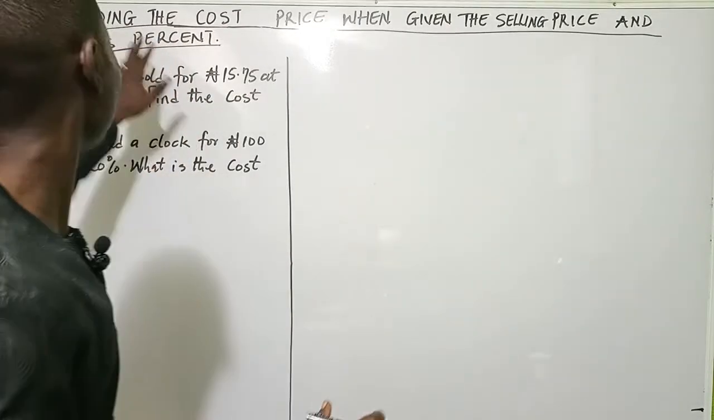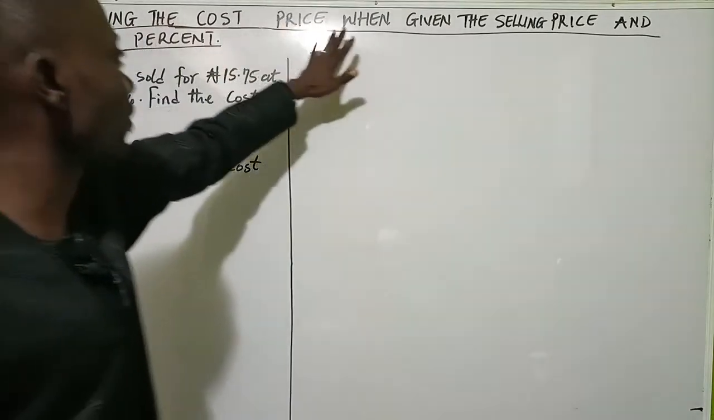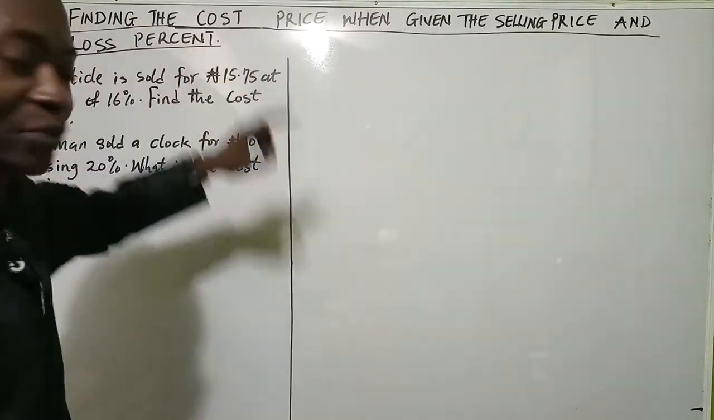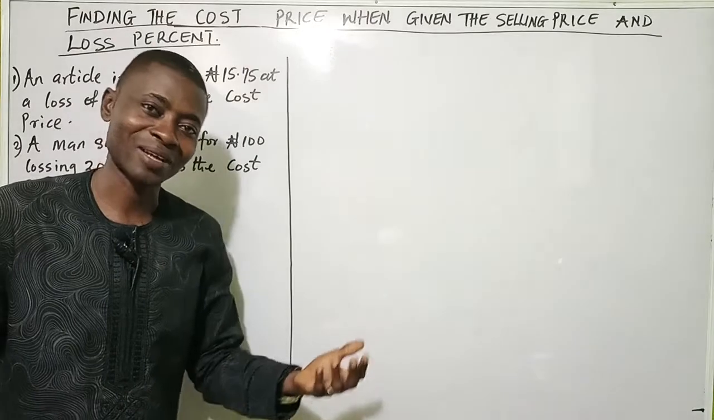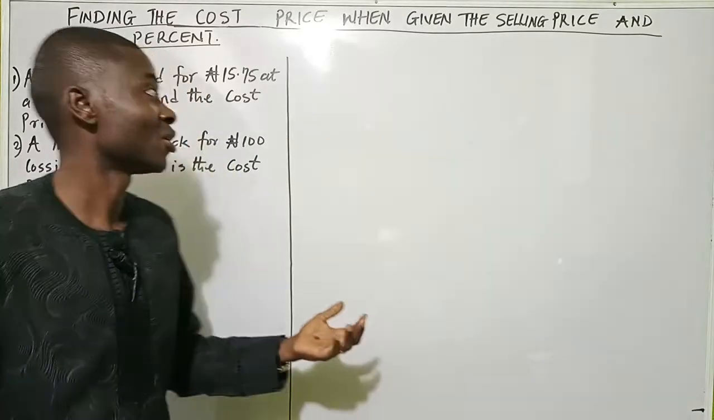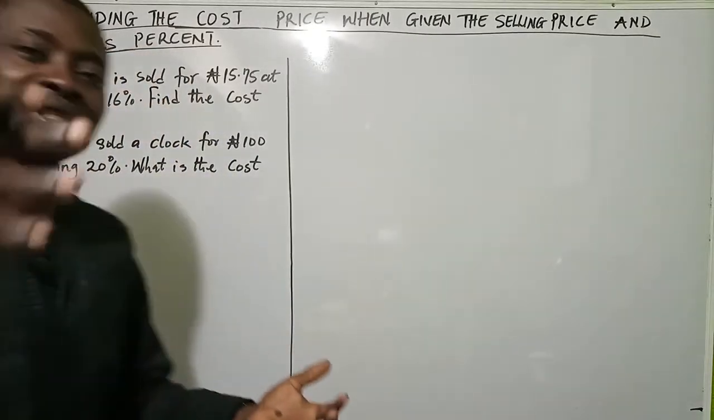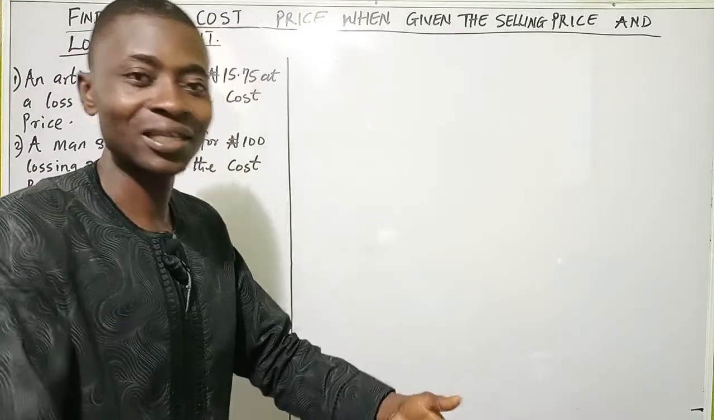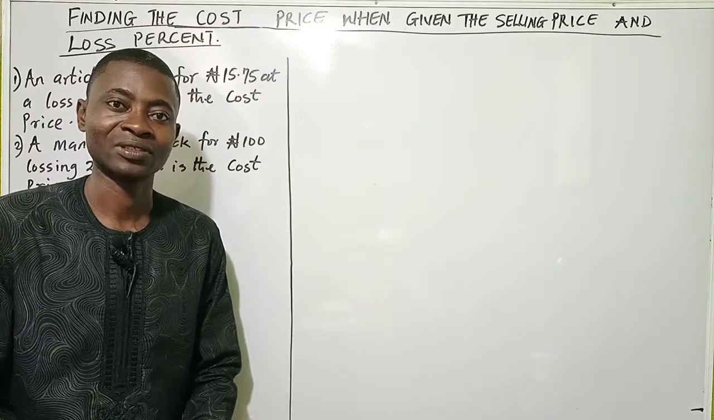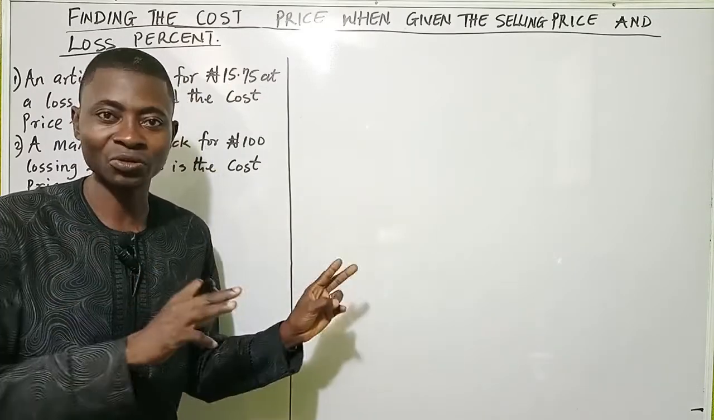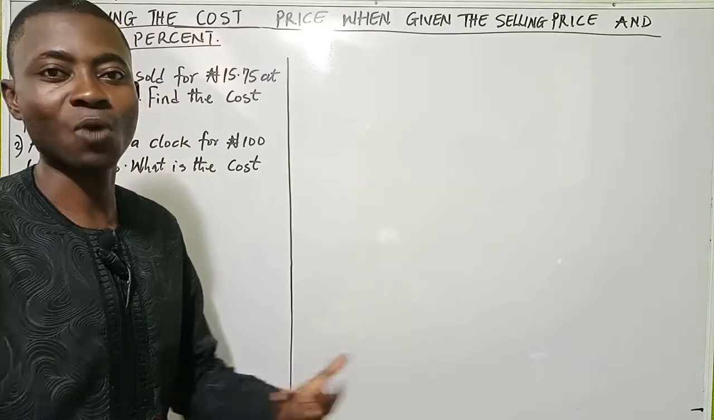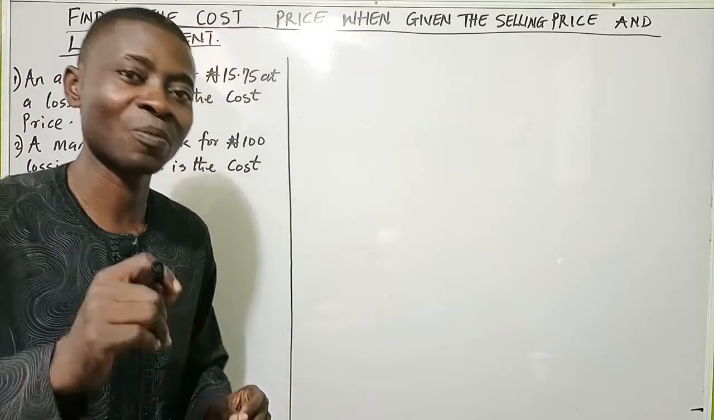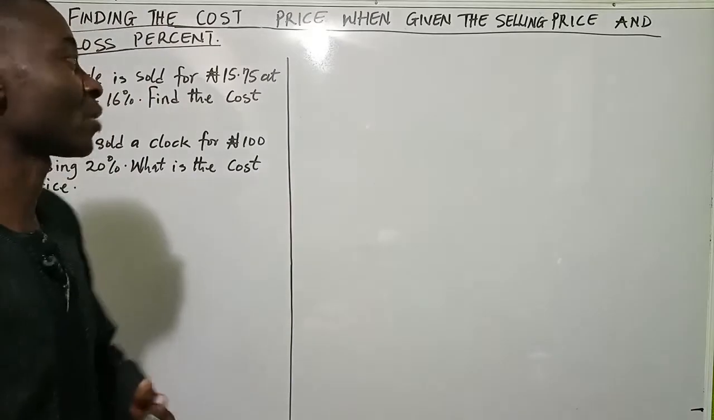Today we'll be talking about finding the cost price when given the selling price and the loss percent. Sometimes we can be required to find the cost price when the selling price and the loss percent is given. We have two questions on the board here we'll be using to demonstrate how we can actually do this. So I encourage you to please watch this video from beginning to the end to see how we can actually calculate this.